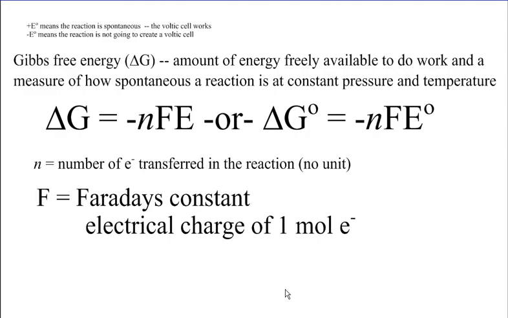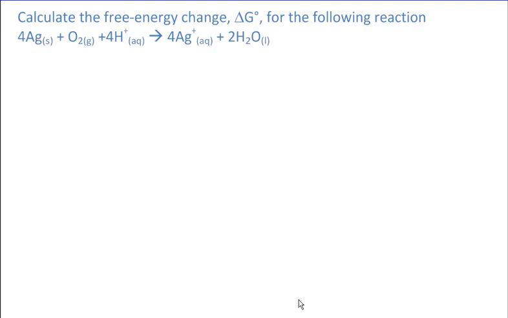Lastly, E or E naught, or E at standard conditions, is simply cell potential, EMF, what we were talking about in our previous video. So given this information, if we go through all the work of finding out what our cell potential is, we could also find out what our Gibbs free energy is, or how much energy is available for us to actually do this work, and how spontaneous a reaction is. So let's do one of these. Calculate the free energy, or delta G, at standard conditions for the following reaction.